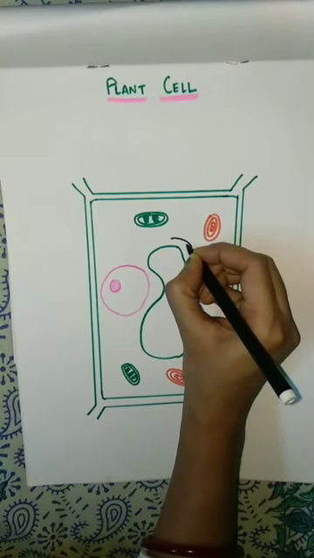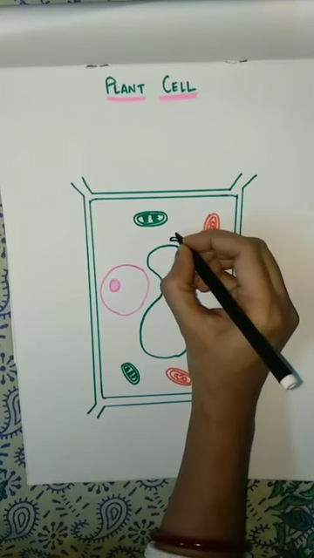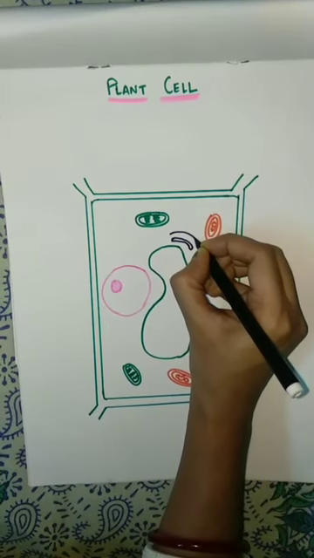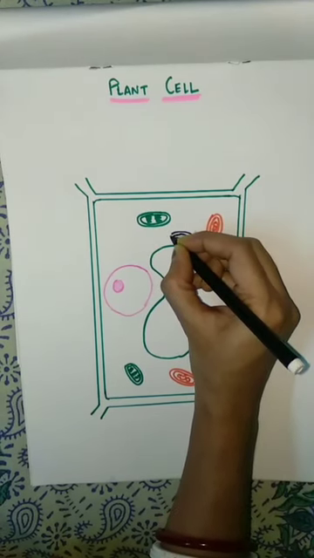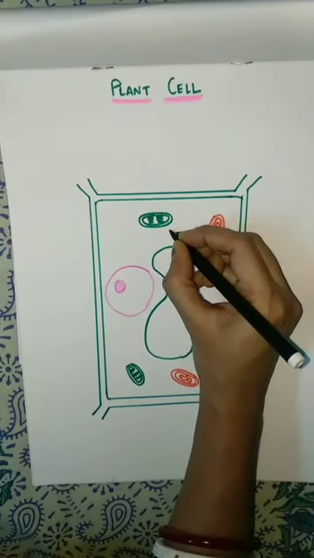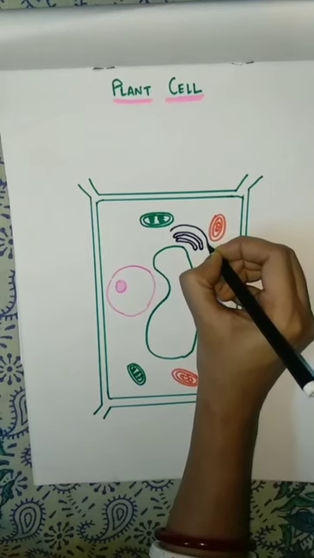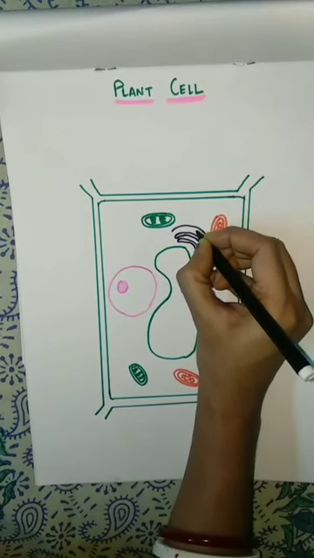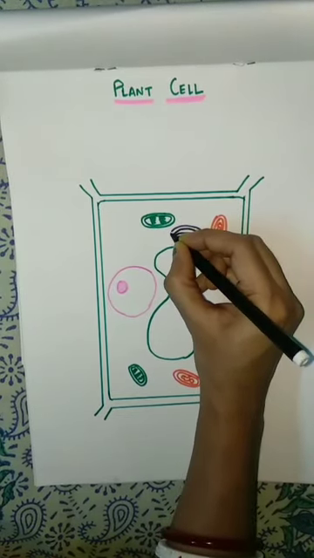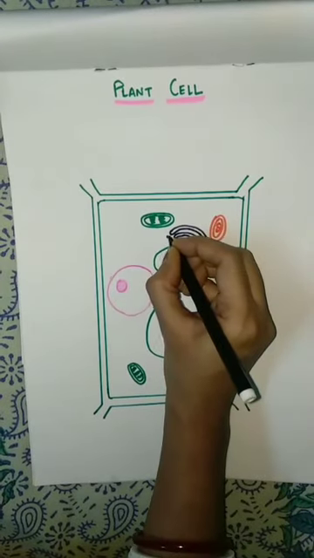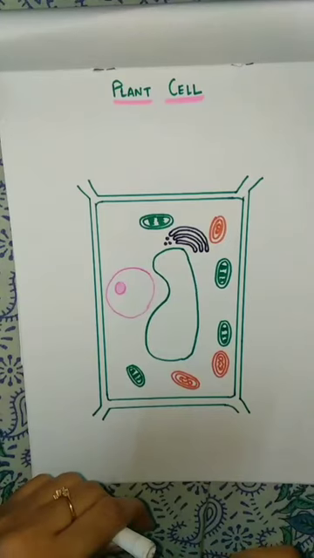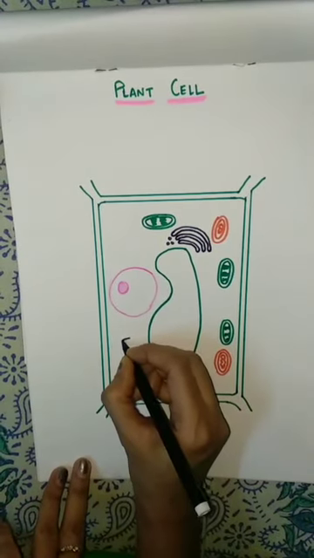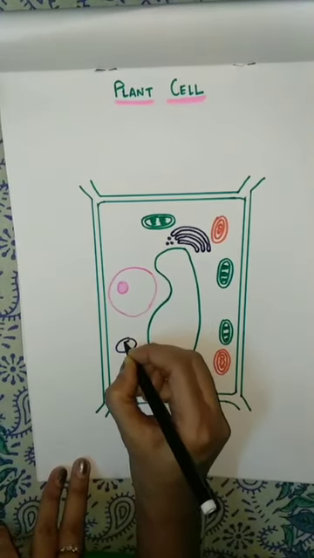So now I'm going to draw the Golgi apparatus, which are like these flattened sacs. So these sac-like structures, okay, and in order to show that it's transporting the proteins.